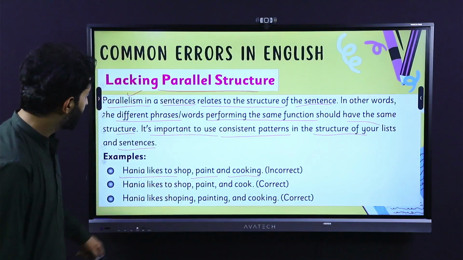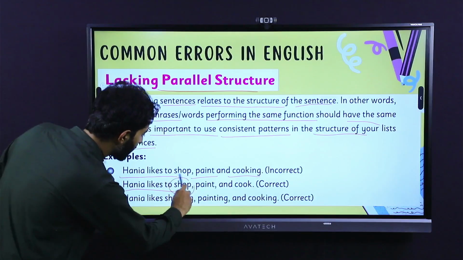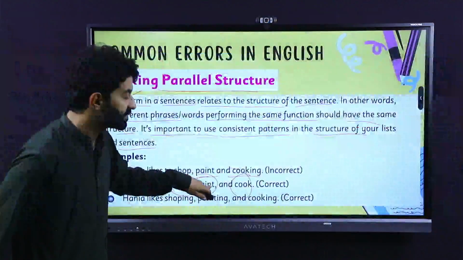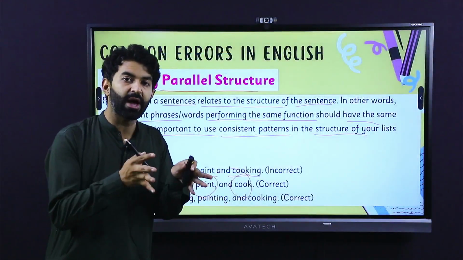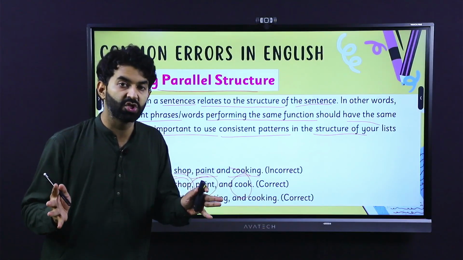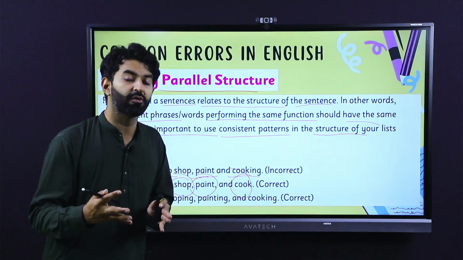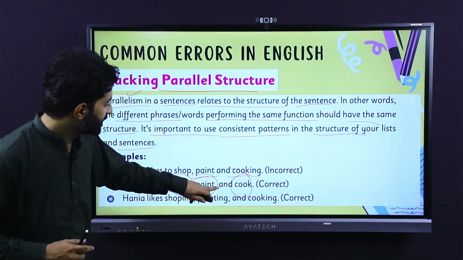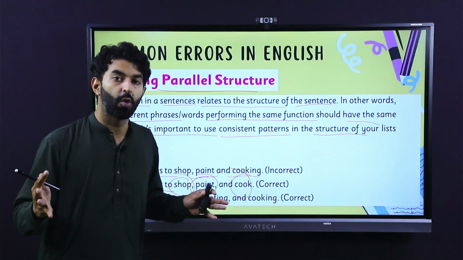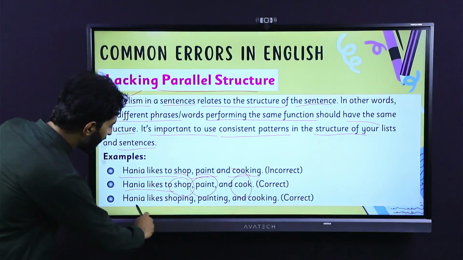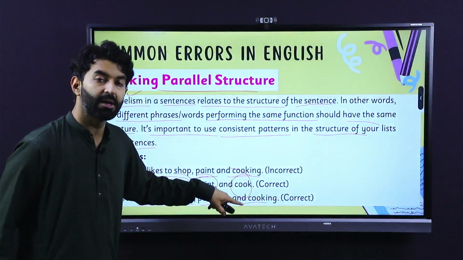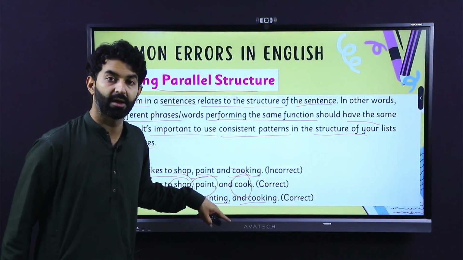We can say that Hania likes to shop, paint and cook. Now all of these verbs are of the same kind of function and they look the same. No extra ing is added to any one of them. So this is serving the same kind of structure to you throughout the whole sentence. Hania likes shopping, painting and cooking. This is also correct because the structure is parallel.